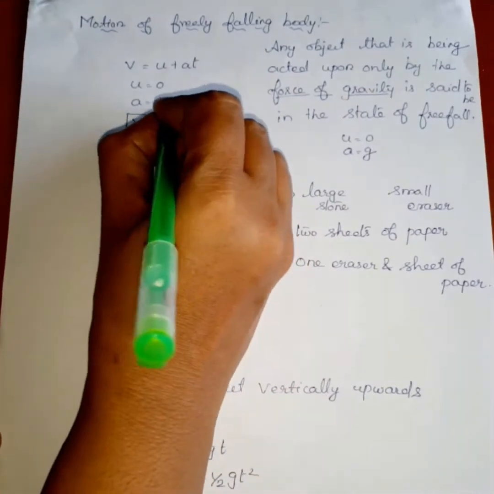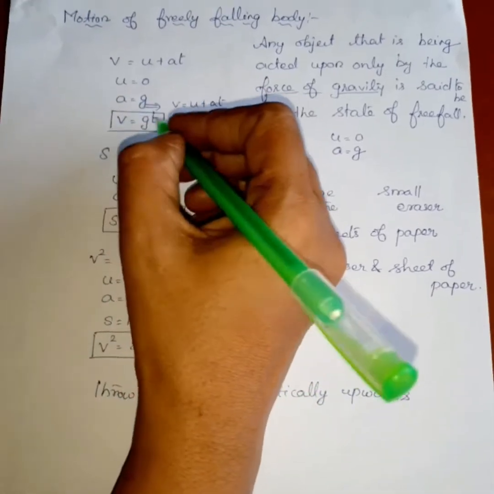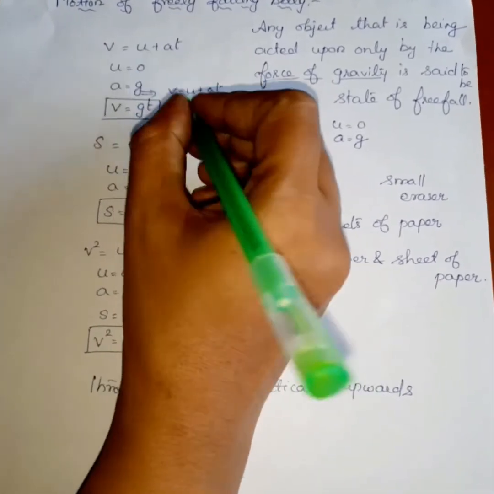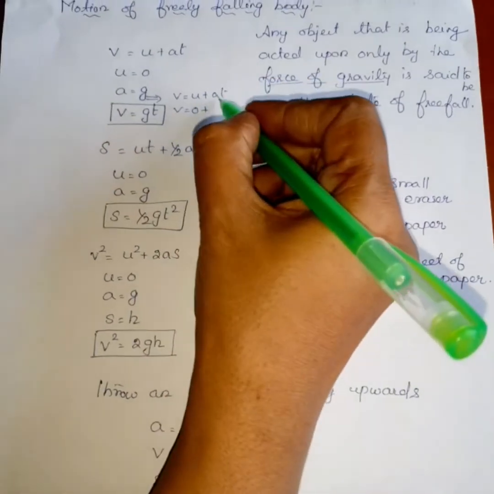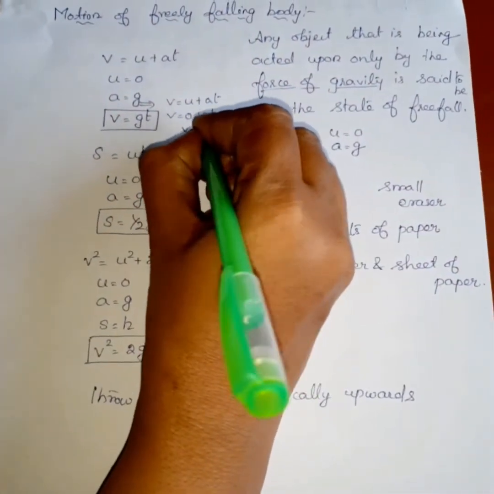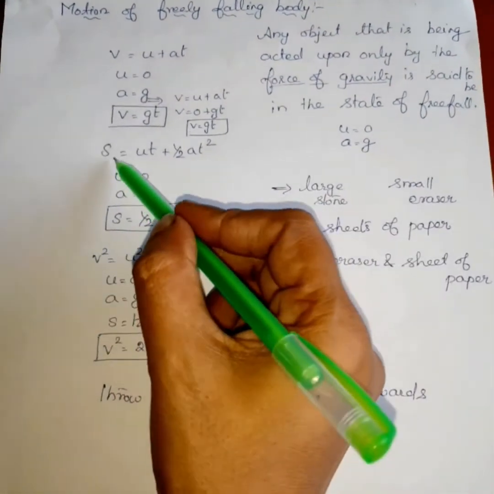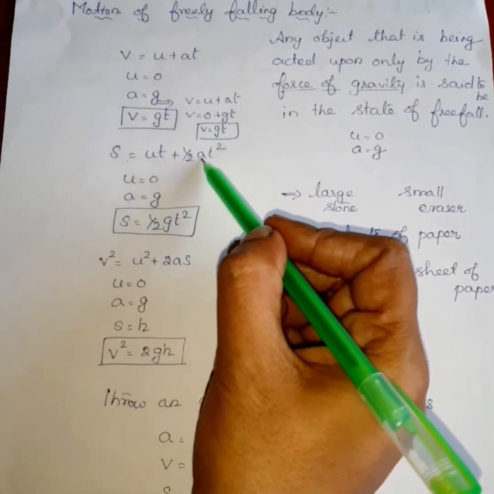So what do you write? V is equal to U plus AT. V equal to U, the value is 0, plus G, the value of A is G. So GT. V is equal to GT. This is the first equation.